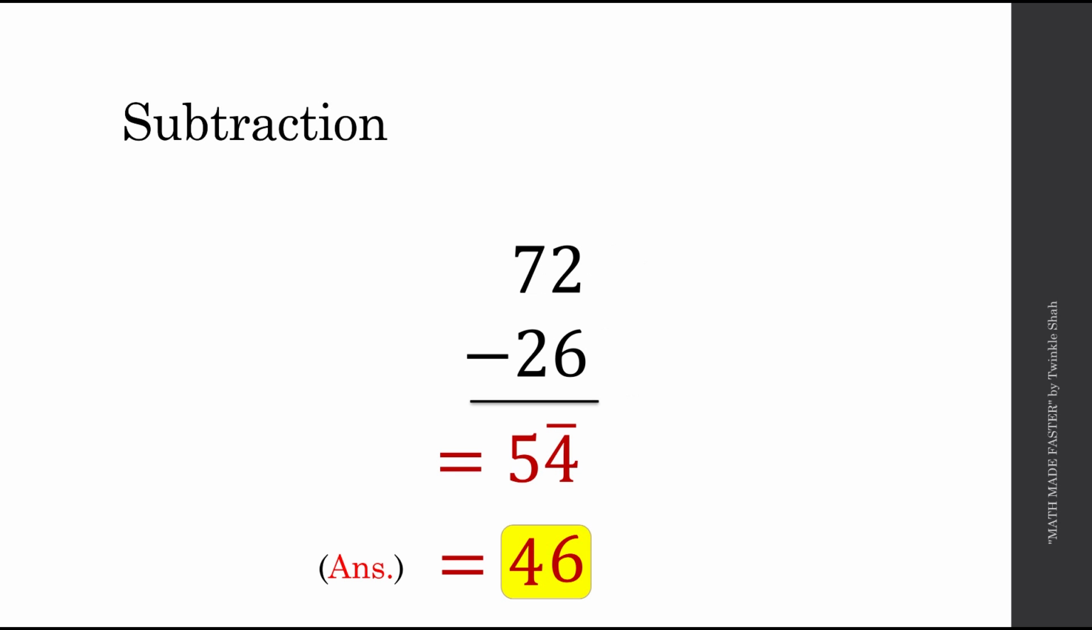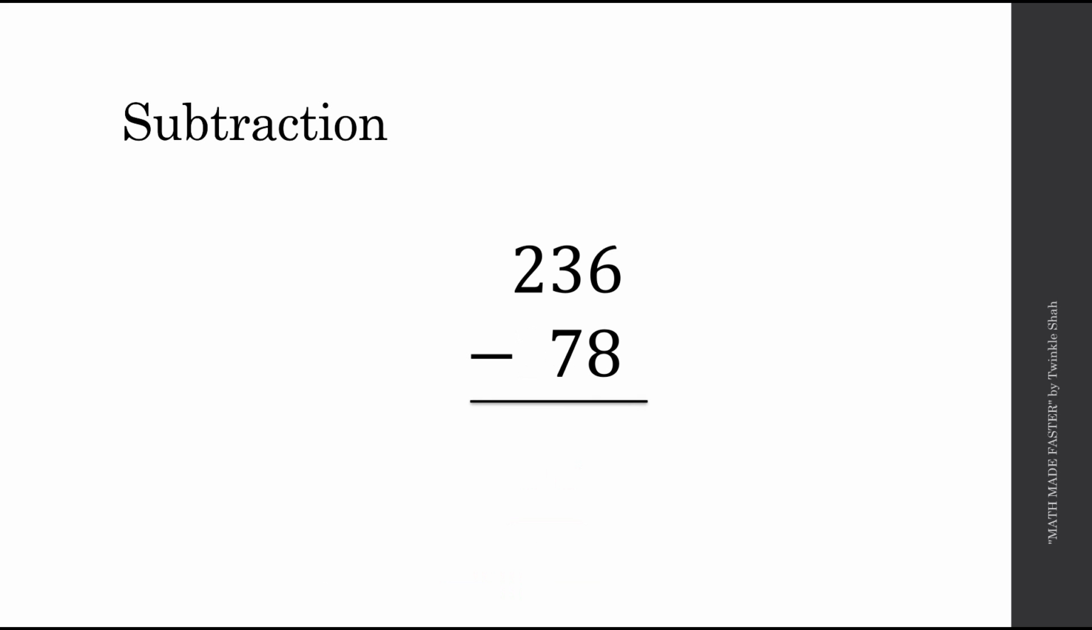Now let's subtract a 2-digit number from a 3-digit number. For example, we want to perform 236 minus 78. Again, we start from left to right. 2 minus 0 equals 2, 3 minus 7 equals 4 bar, and 6 minus 8 equals 2 bar. Now convert this Vinculum number into a general number.